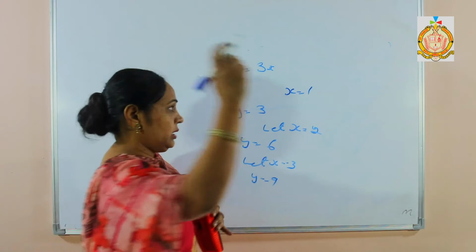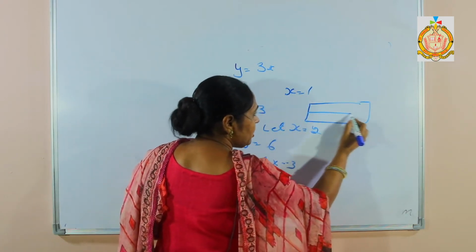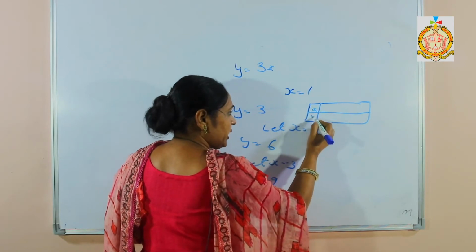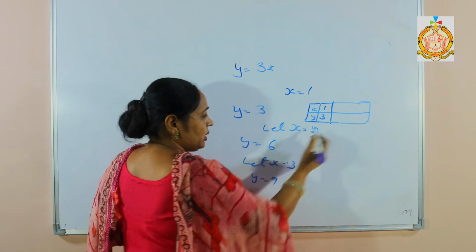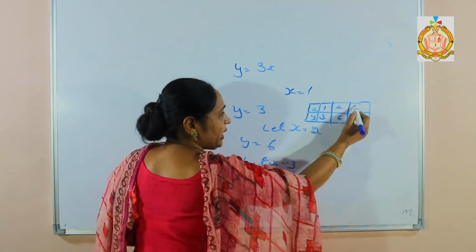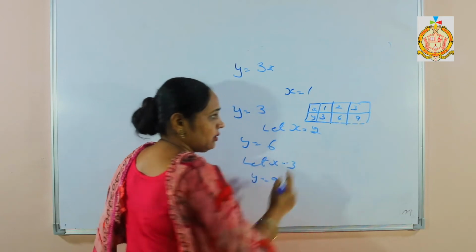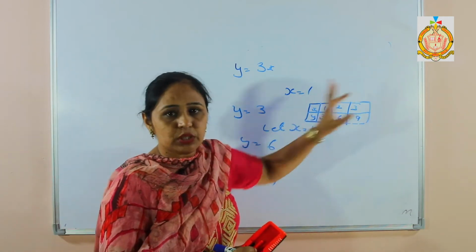Now take a table here. That is necessary so that we have no confusion while drawing the graph. First x, y. I take x as 1, y becomes 3. Then x as 2, then y becomes 6. When I take x as 3, y becomes 9. This is my table. And now what to do? I will draw these points on the graph paper.